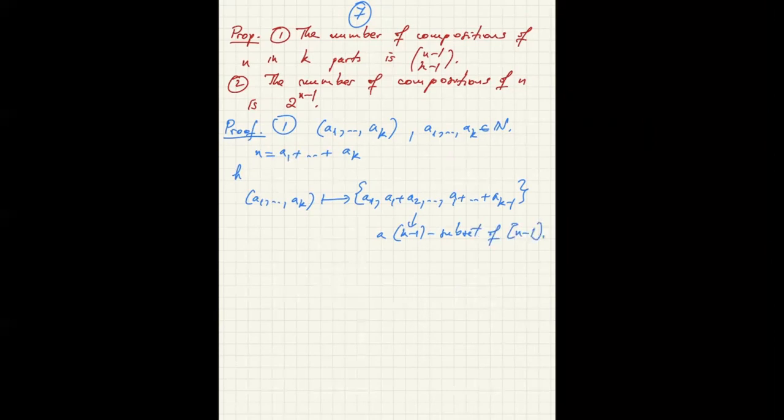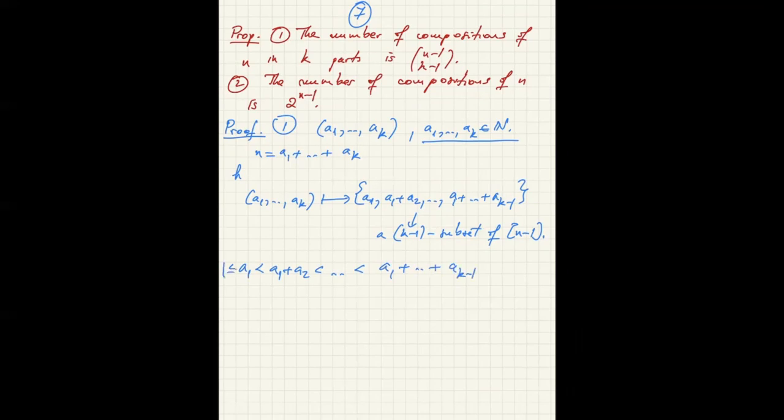Now, it's clear that these elements are distinct because all of them are natural numbers. So if you start with a1 and you add a2, these two numbers are different, and so on. So all these numbers go up. Let me write it here: a1 is going to be less than a1 plus a2, less than a1 plus ak minus 1. And now a1 is greater or equal to 1 because it's a natural number.